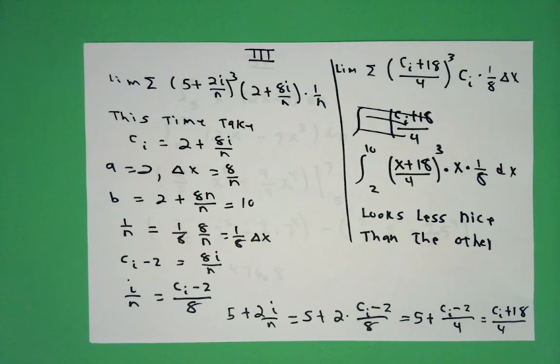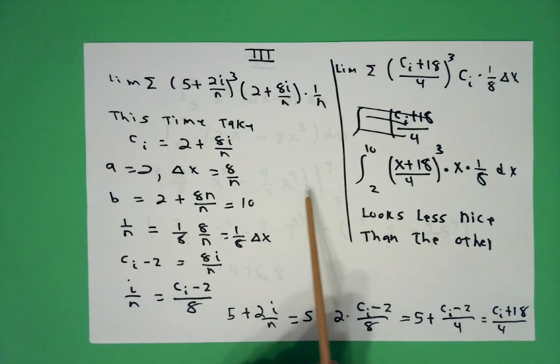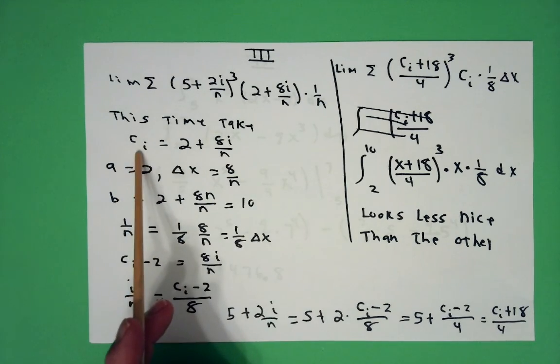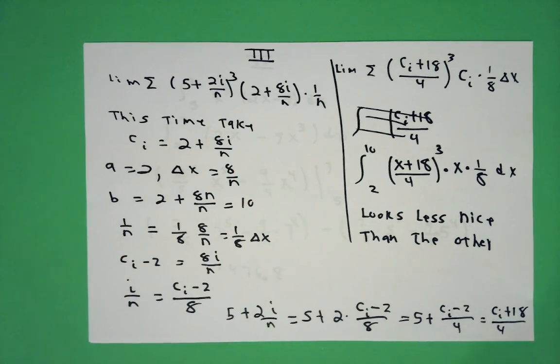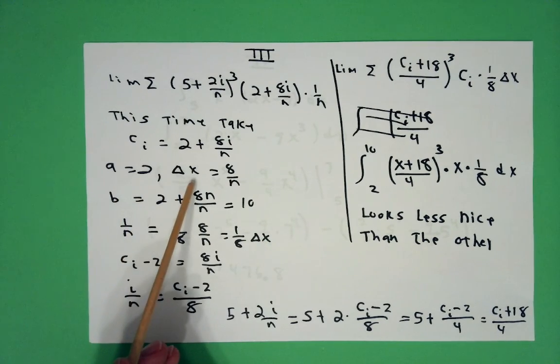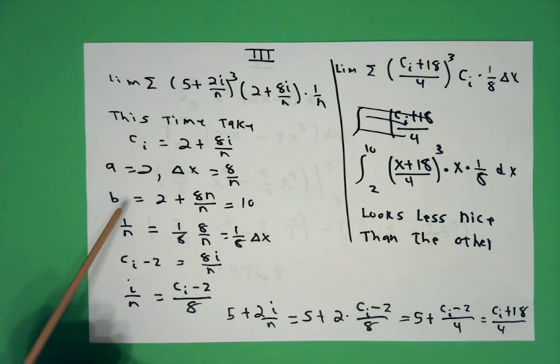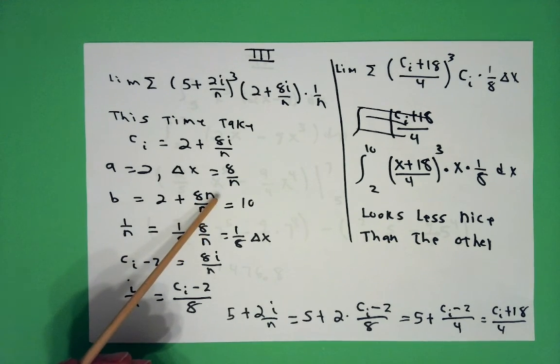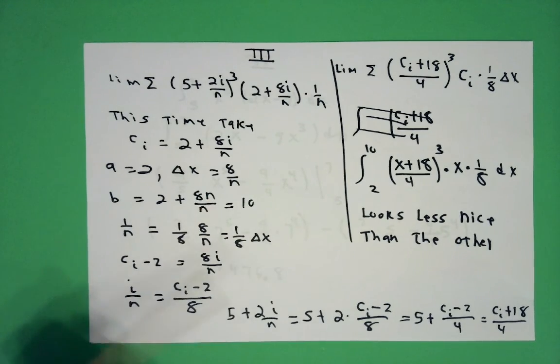But as stated, there were two candidates that were obvious candidates for the xi. What if you made the other choice? I'm going to take the 2 plus 8i over n to be ci, which again we're choosing to be the right-hand end of the subinterval, xi. A would be 2, delta x would be 8 over n. B would be 2 plus 8 over n times i when i is n, which works out to be 2 plus 8, which is 10.